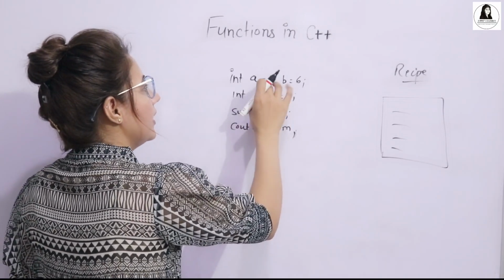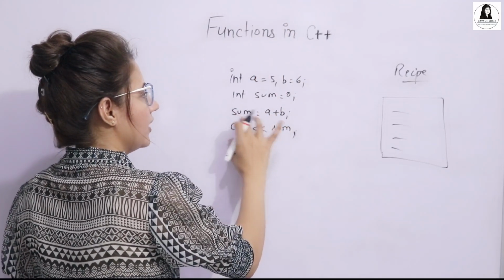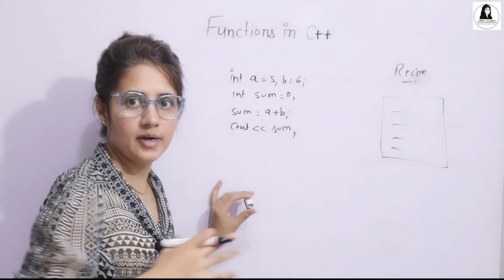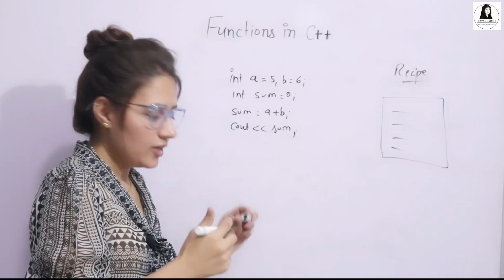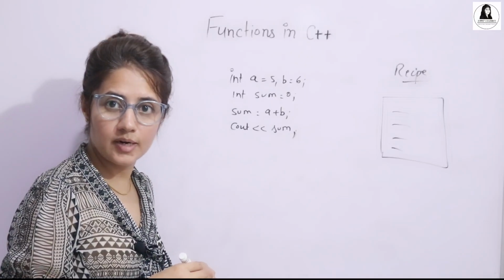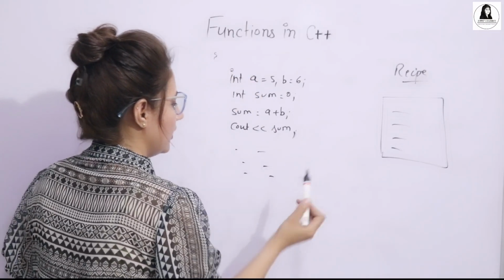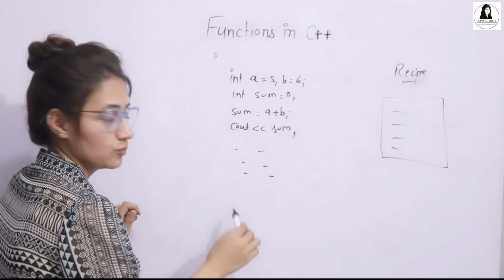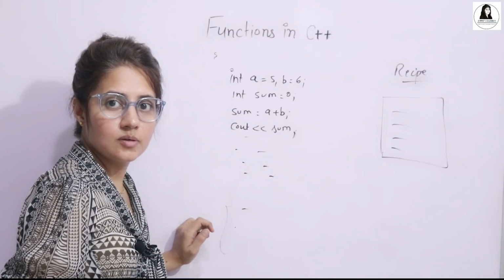Like maybe int a, b, these are global variables and sum is a global variable, and then you have to calculate sum is equal to a plus b, and cout the sum. Yeah, this is the simplest one. But in this case, we are repeating the same code again and again in my program. So in my program, let's do something different, and here I want to calculate the sum again. So again, write down these steps here.